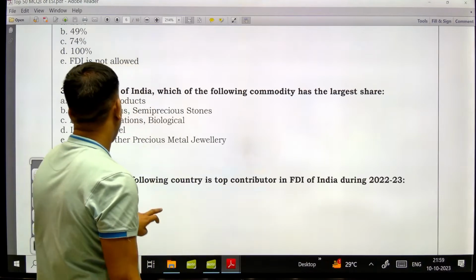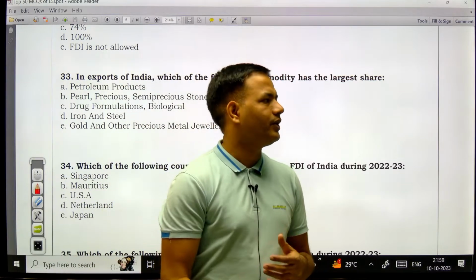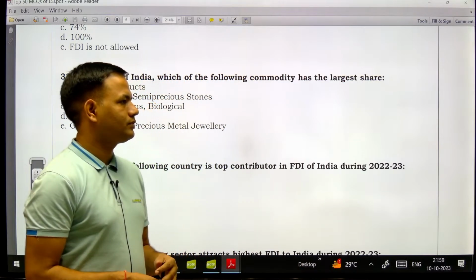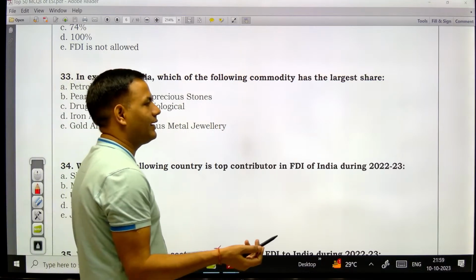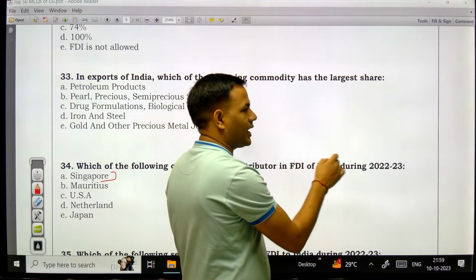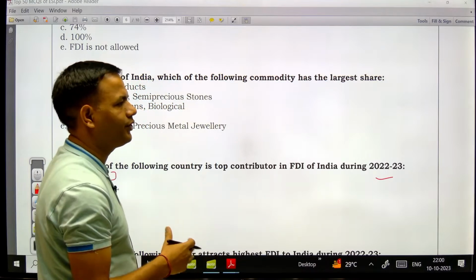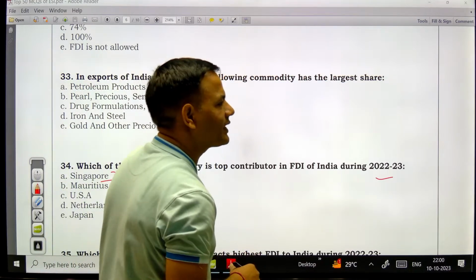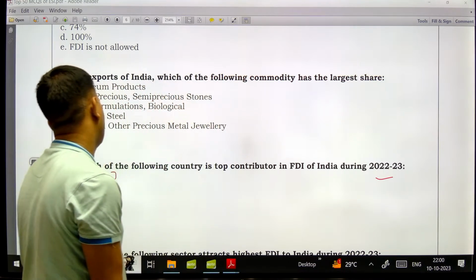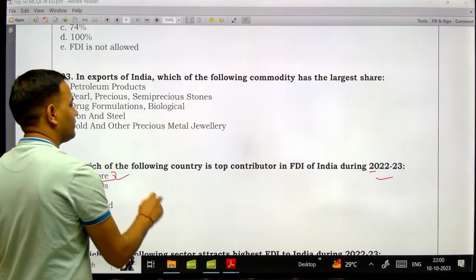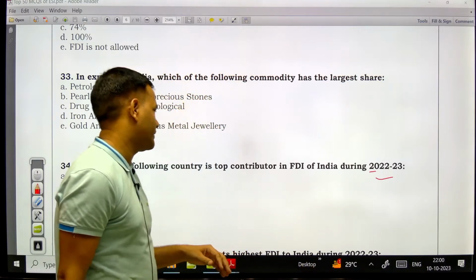Next question. Which of the following countries is the top contributor in FDI of India during 22-23? Singapore. And if we talk about the total FDI from the start till today, if we consider the previous years also, which country has the largest share? In 22-23 it was Singapore, but if we talk about the total cumulative, considering the previous years also, then it is Mauritius.